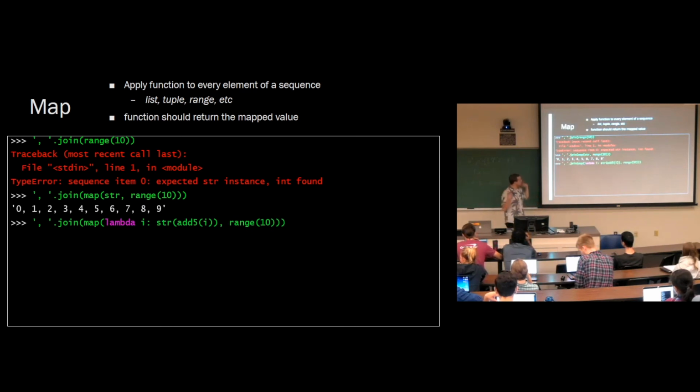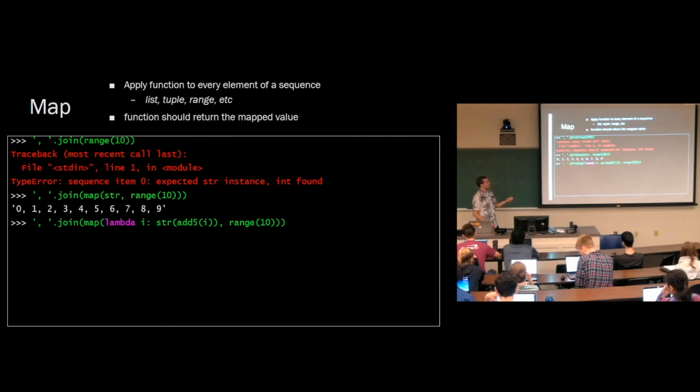Okay. Now here we passed in string. You can also pass in any function. So here, inline, I'm defining and passing in a lambda expression, a function basically. So here we're going to map this function over range 10. And this function says add 5 and then convert to string.